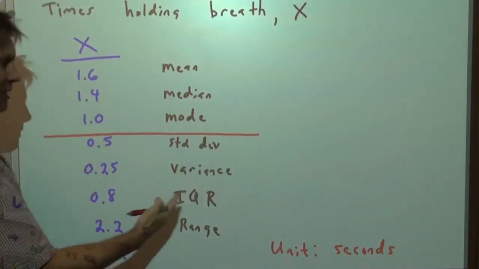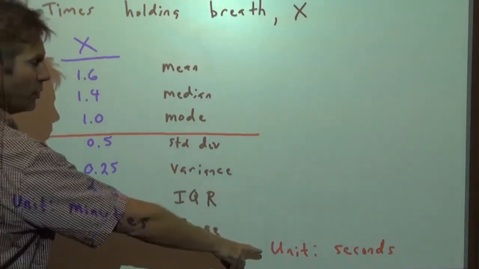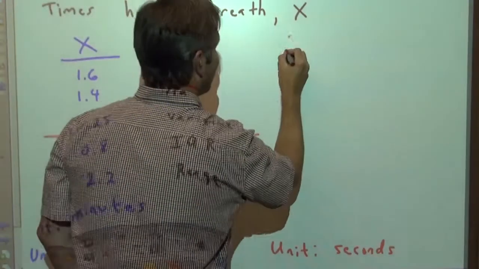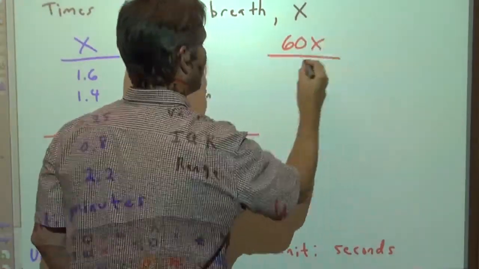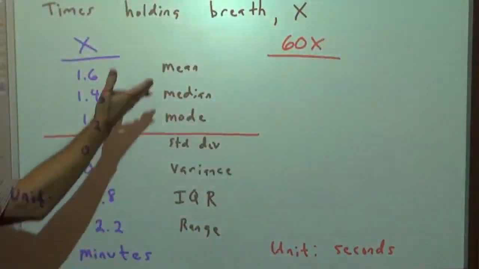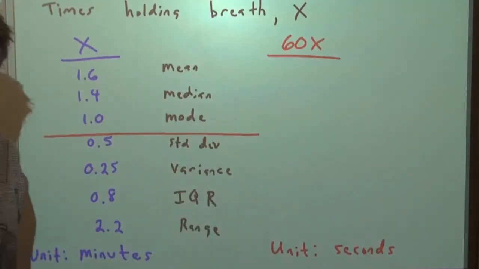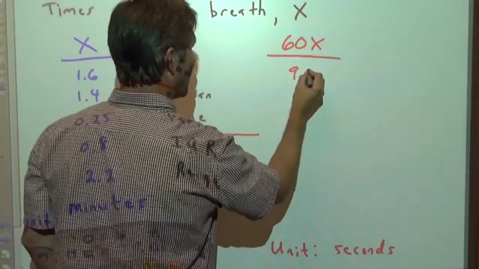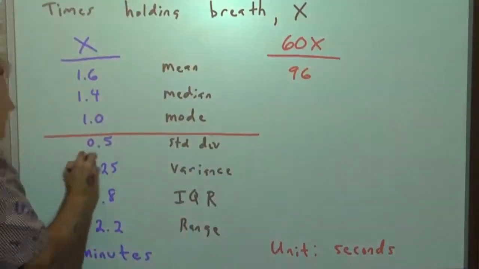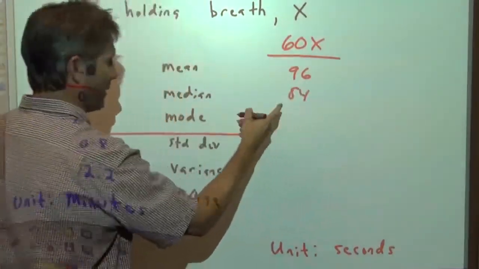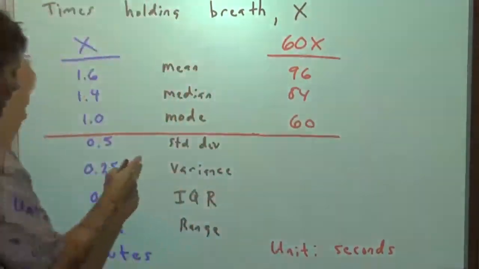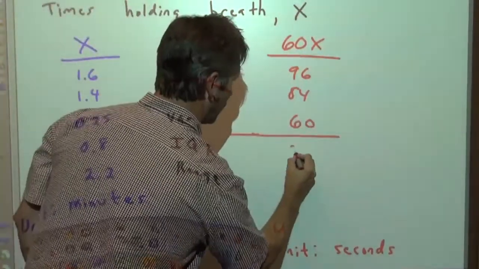Now, we want to change this to seconds. Do you agree the new units, being seconds, are going to take that original variable and have everything multiplied by 60? Since we're multiplying, all the measures of center and spread will be affected. So 60 times this, we're going to get 96. 60 times this, we're going to get 84, that's an 8. 60 times this is going to be 60. 60 times this is going to be 30.